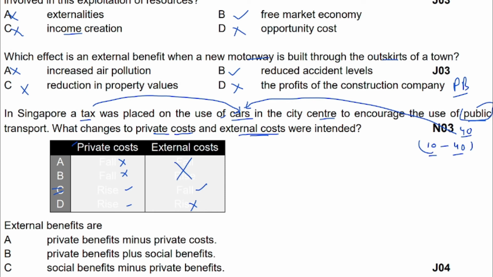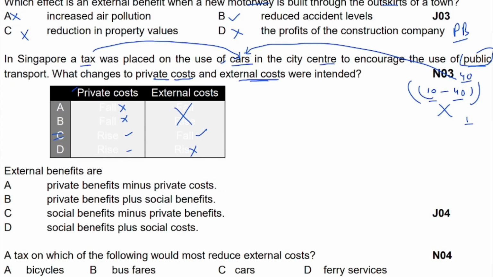When it is removed, and because of taxes people now avoid using cars, it means instead of 40 cars, only one bus will be running on the road. So congestion will decrease, as well as pollution caused by the cars will also decrease. So external cost will fall.